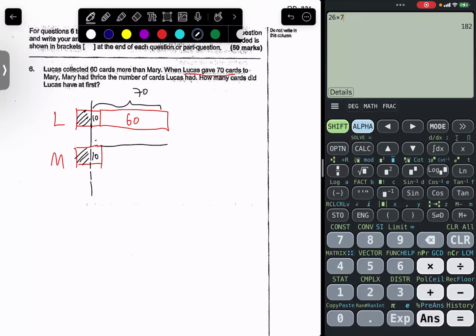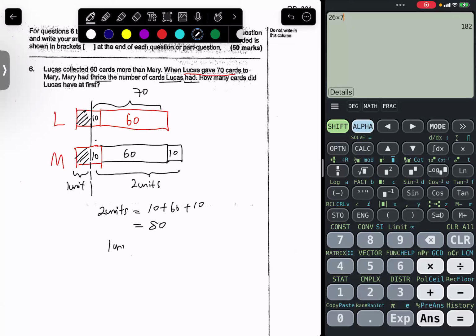Now, Mary is going to take the 60 and the 10, because Mary is going to receive the 70. And then they say that Mary has thrice of Lucas, which means that Lucas has 1 unit, and this is supposed to be 2 units. So 2 units is made up of 10, 60, and 10, which is 80. So 1 unit equals 40. Okay. How many cards did Lucas have at first? Lucas had 40 in the end, because he gave away 70, so plus 70, 110. Okay.